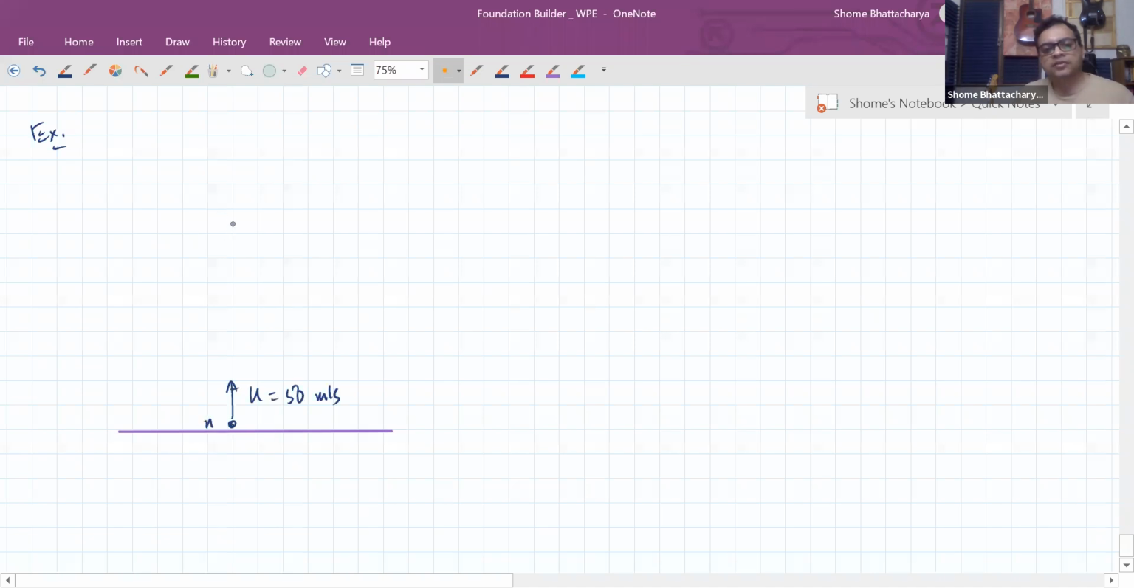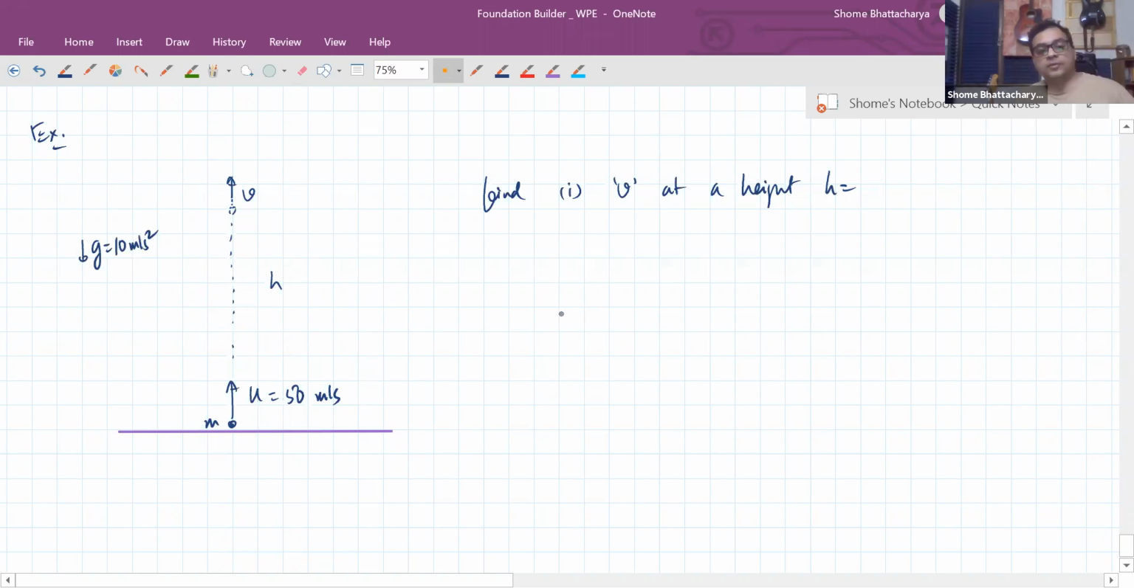Okay. And after some time, it reaches here where it's climbed to a height of h, speed has become v. Okay. Find the speed v at a height h of, now we'll take the value of g as 10 meters per second square.